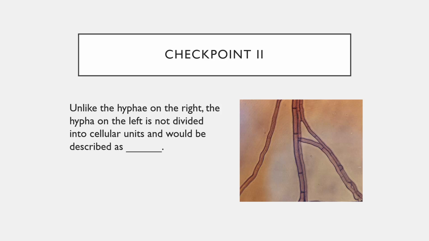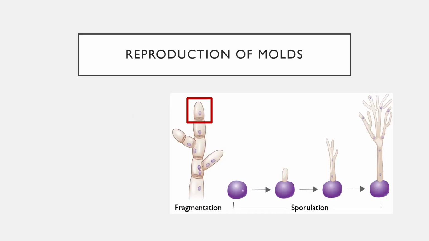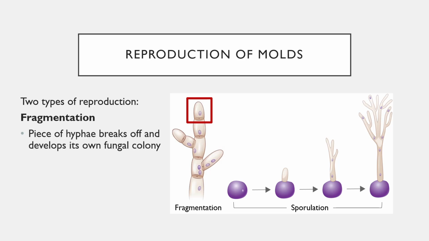Now that we've talked about the structure of molds, we are going to move on to talking about their reproductive processes. There are two types of reproductive processes that molds can exhibit. One of them is called fragmentation. Fragmentation is exactly what it sounds like. It's where a fragment of a hypha breaks off and turns into its own fungal colony.